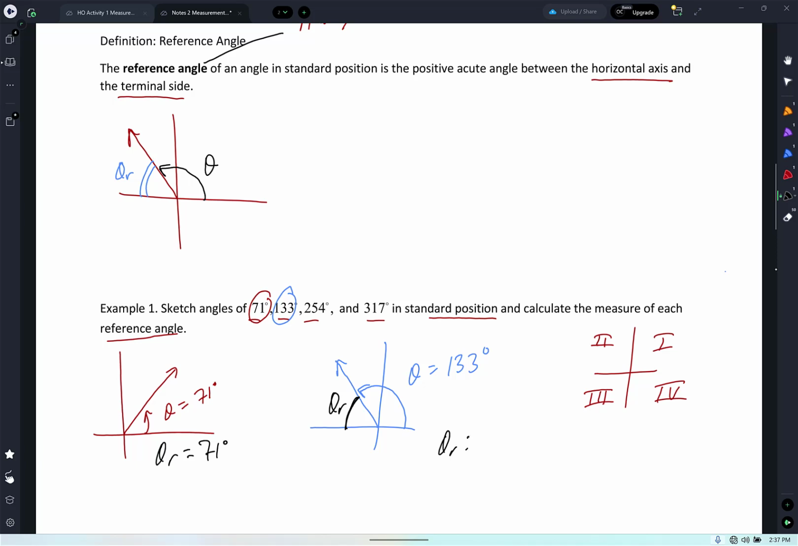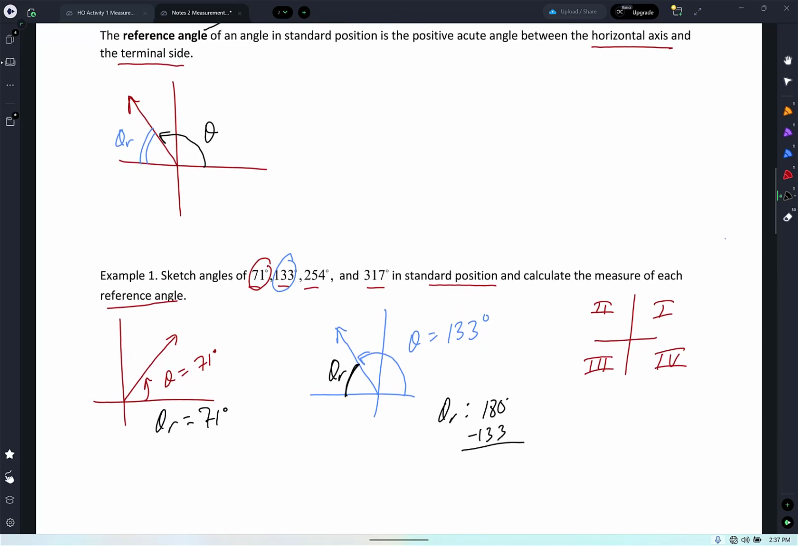Subtract it from what? You're right, you subtract it. Subtract it from what? 180. Good job. Why do you say 180? Yeah, whatever the theta, 133 plus theta r equals 180. Good job. You must have had a really good math teacher.